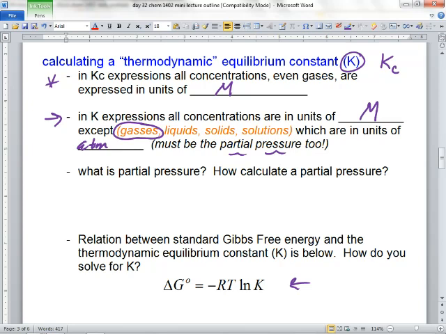So what this is going to come down to is we're going to write big K, and it's going to be products over reactants. But if you ever see a gas, you don't write brackets. You write big P, and then the little subscript is going to be whatever the thing is. Nitrogen, put N2. You'll see that in a little bit. Partial pressure.